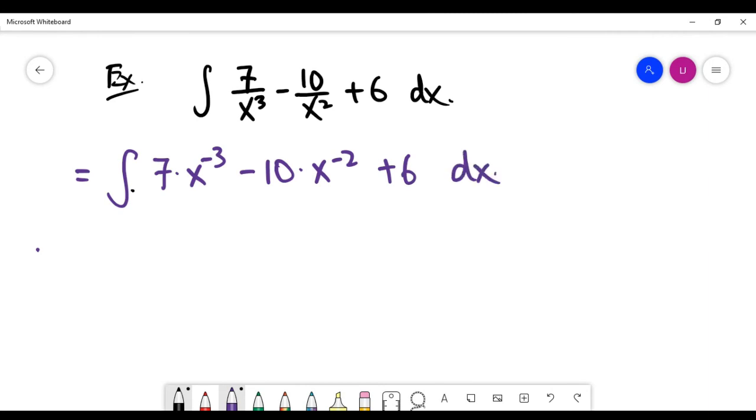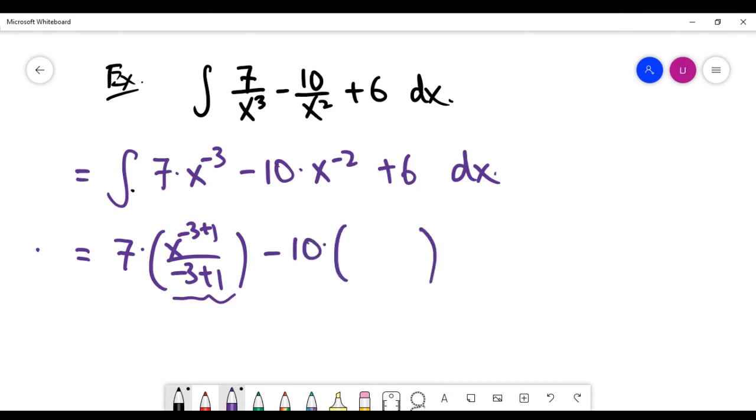And now, to find the integral of this, we can apply the power rule. The power rule says that the 7 stays there unchanged as a constant attached to a function of x. And for the first function inside the bracket, after the integration, we can apply the power rule like this. And for the next term, it's going to be the same setting. We keep the minus 10 there, and the function becomes x to the power minus 2 plus 1 divided by minus 2 plus 1. Plus 6. And once again, when you integrate 6, it becomes 6x, right? And that's pretty much the answer to this problem.